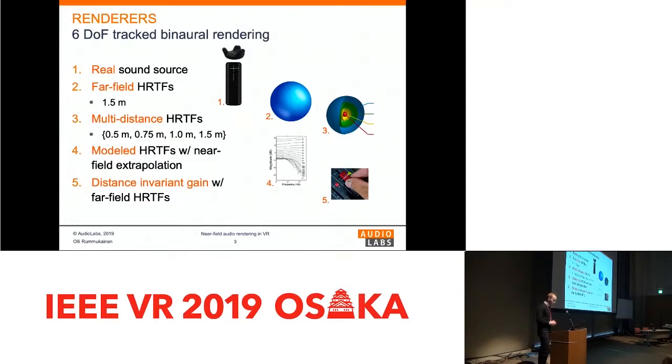Finally, the fifth condition, we took the far field HRTFs, measured at 1.5 meters, but we removed the distance-based gain. So no matter how close you brought the sound source to your head, it was always equally loud. That's quite unnatural, but then again, when you are in VR, not everybody noticed that.